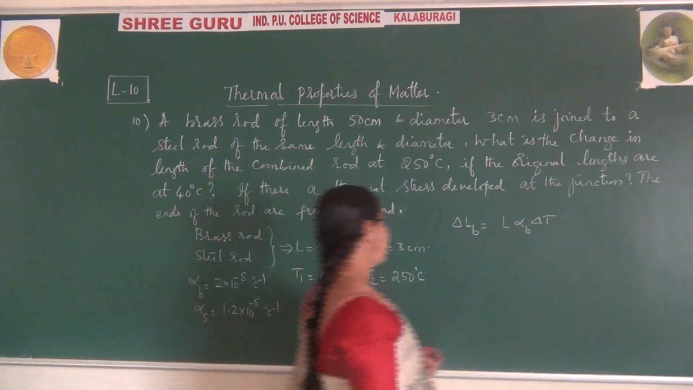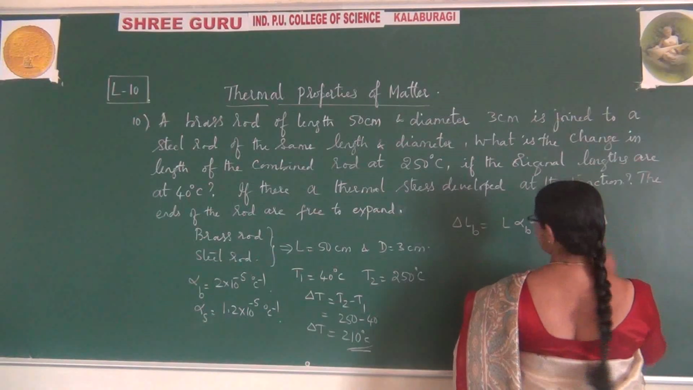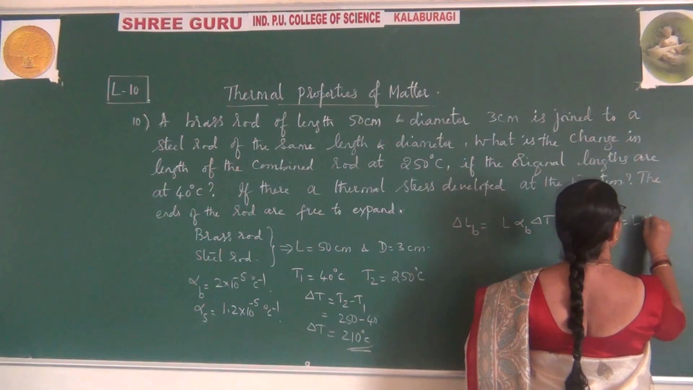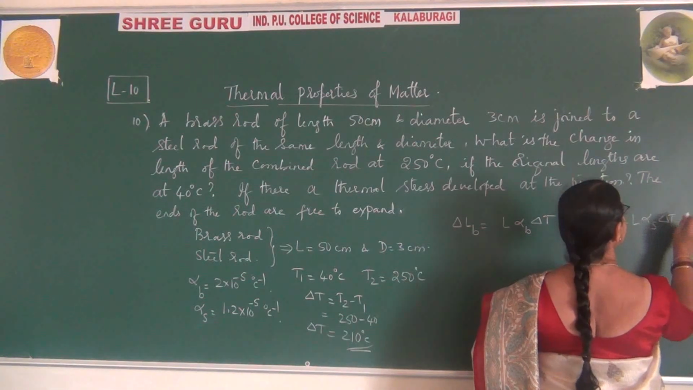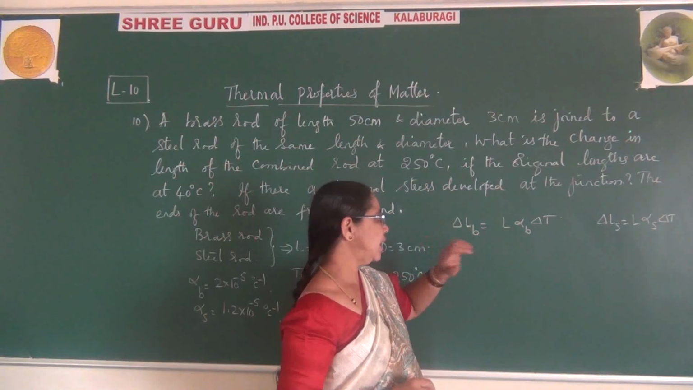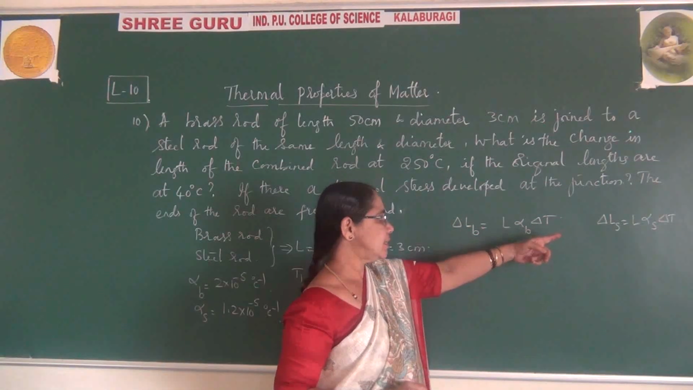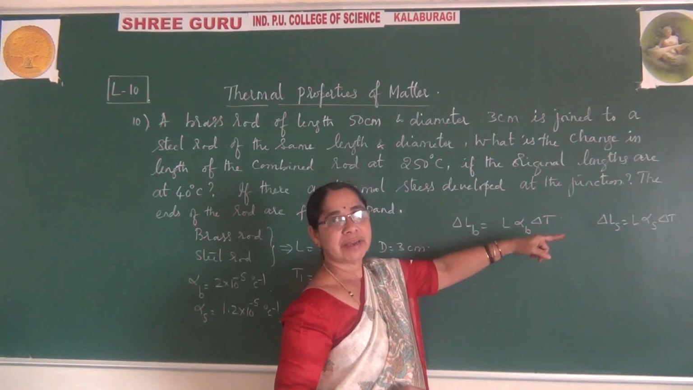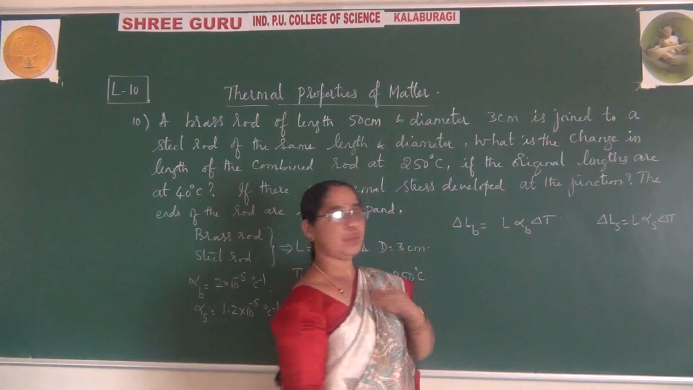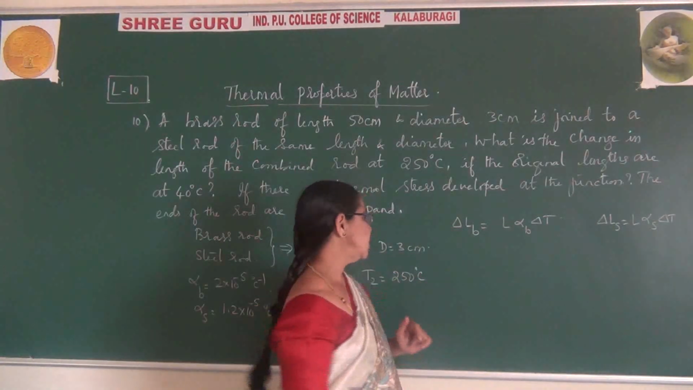What is the formula for the steel rod? A similar type of formula: delta LS is equal to L alpha S delta T. Hope you understood what I have written. The same formula we are writing, but instead of alpha B, if it is delta LS, I will take alpha S. Okay. So this is how we have to remember the formula. Now let me calculate the values separately.